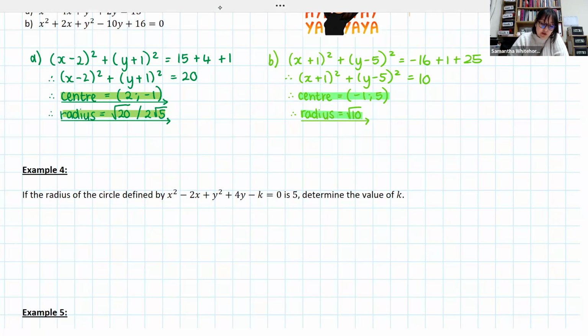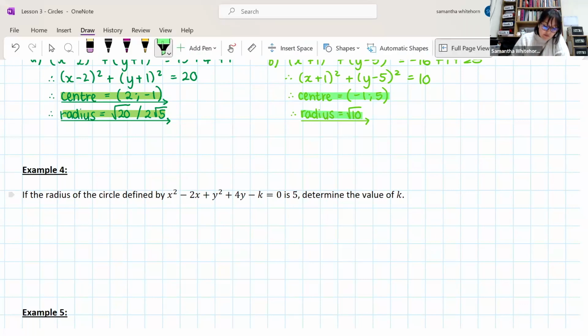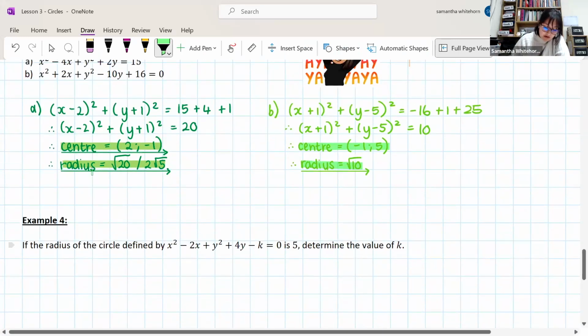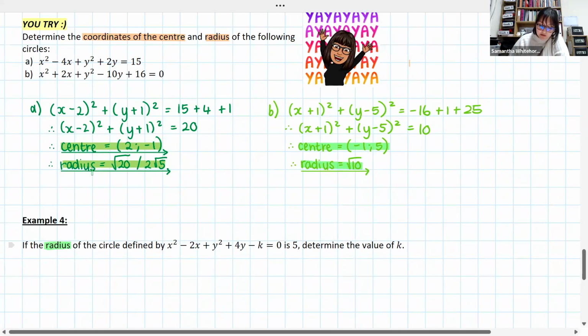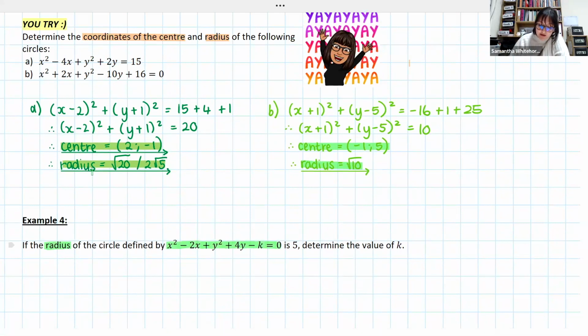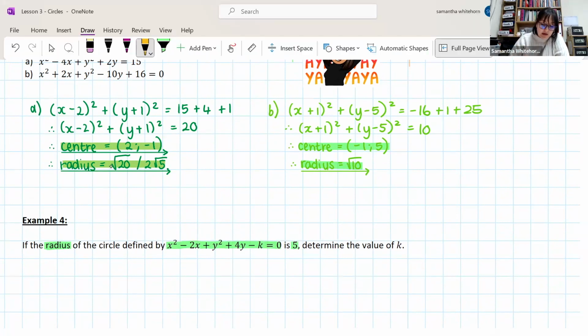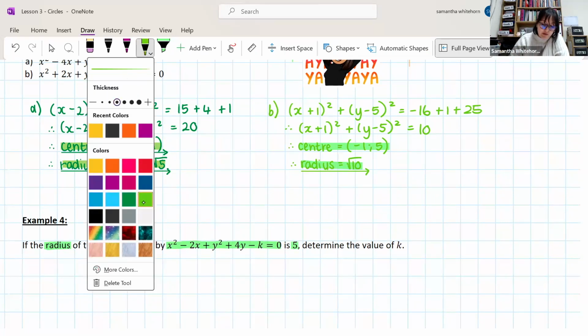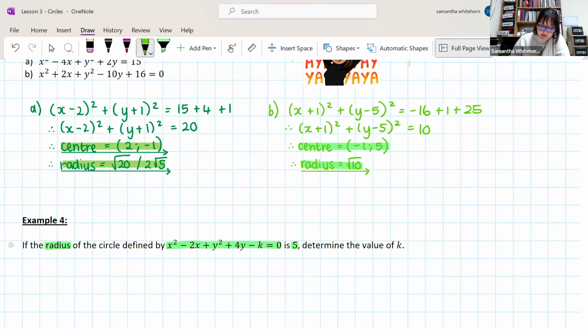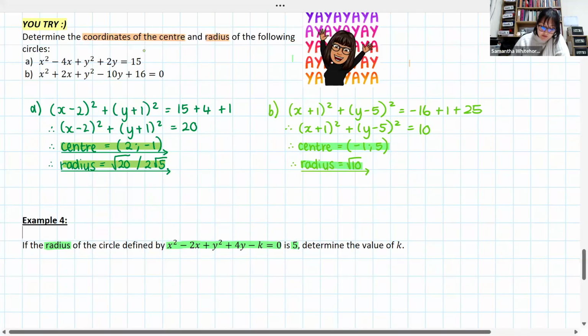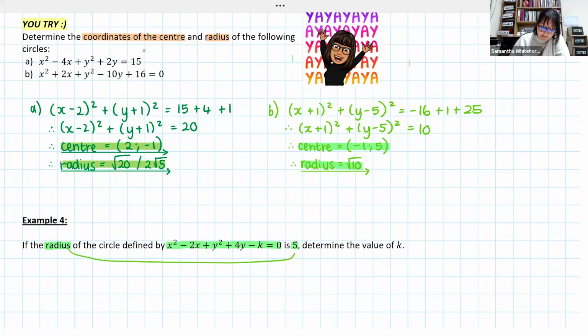All right, so let's just read this slowly again. It's saying if the radius of our circle, which has the equation given here, is 5. So it's telling us what the radius is. So what we need to actually do here is start making the connections with the information that we've been given. So we've been told the radius is 5, which means that r squared is equal to 25.